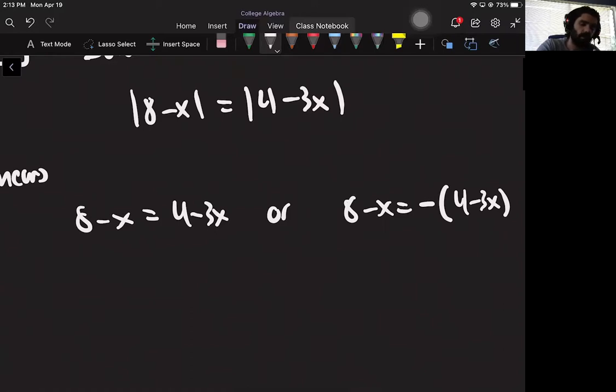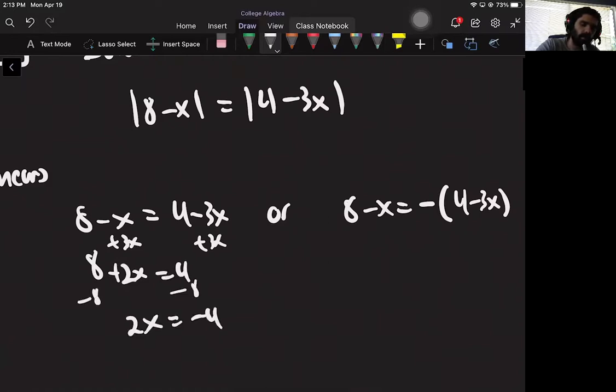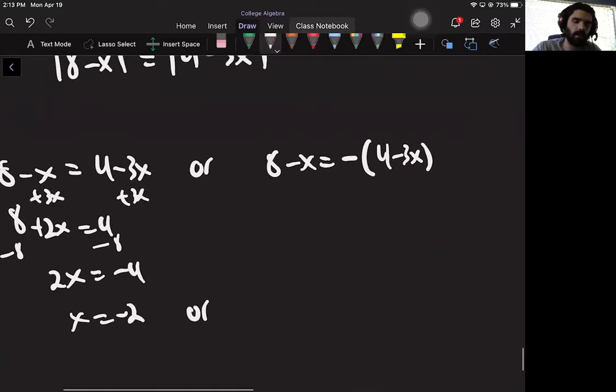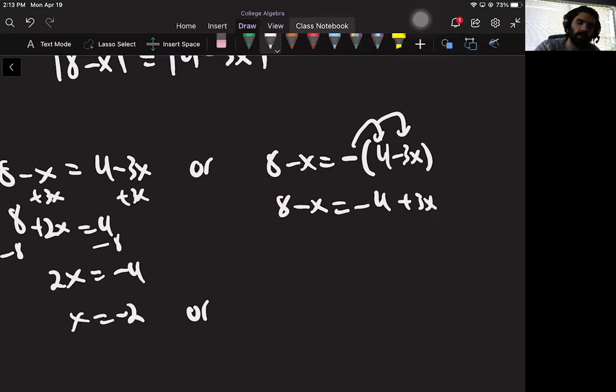So let's see, I can do this. I can add the 3x to both sides. That gives me 8 plus 2x equals 4. Then I'll subtract this 8 over: 2x equals -4, x equals -2. And then the other x value that will work: 8 minus x equals, I'll distribute this negative through, -4 plus 3x. And then I'll add this x to both sides. 8 equals -4 plus 4x. Add that 4 to both sides.